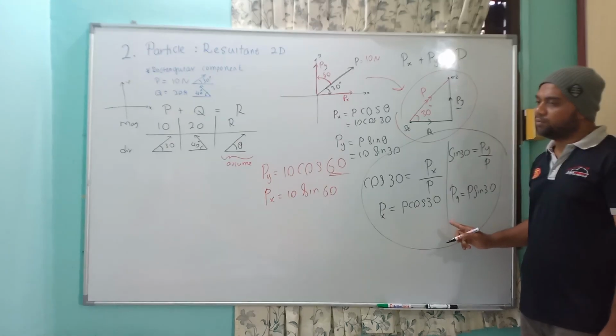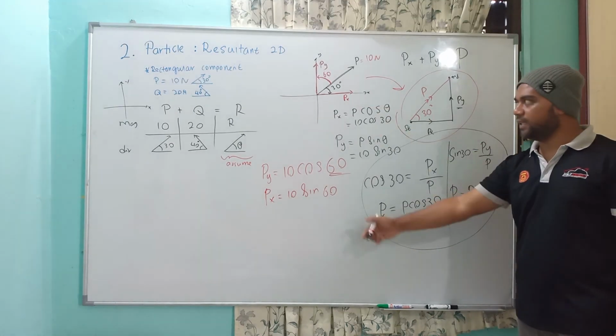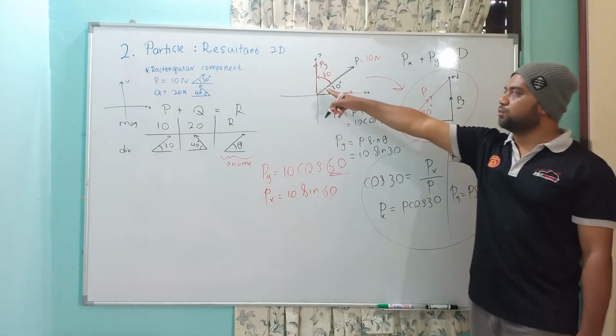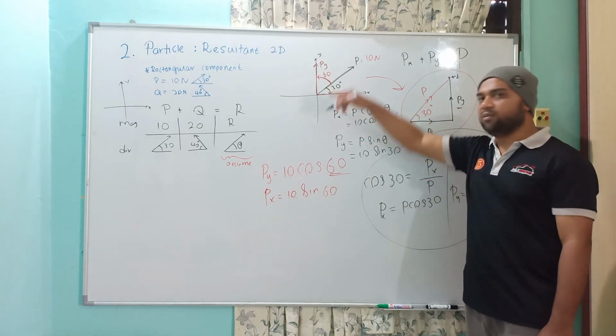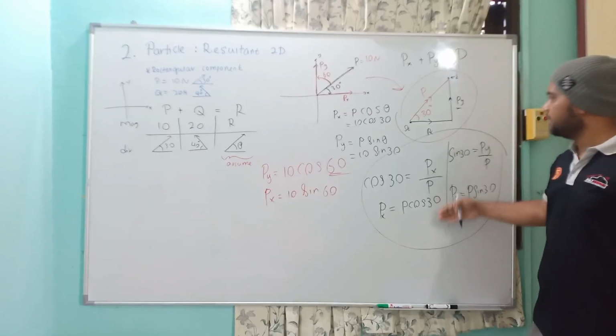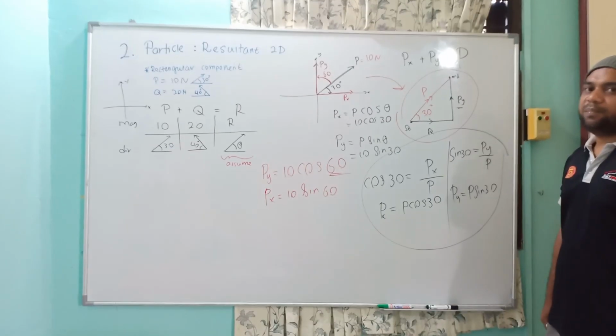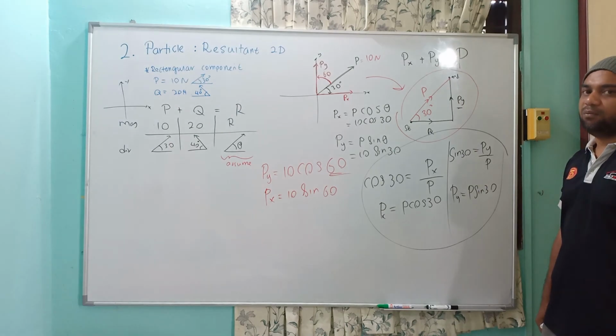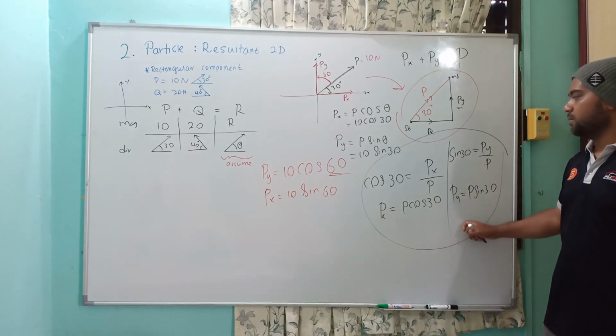But if you just want to directly memorize, you can use this method. The one that goes through the angle will be cos, the other one will be sine. If you don't remember that one, come back to your basics. This is how you get the Px and Py. Why is it cos? Why is it sine? That one you should remember.